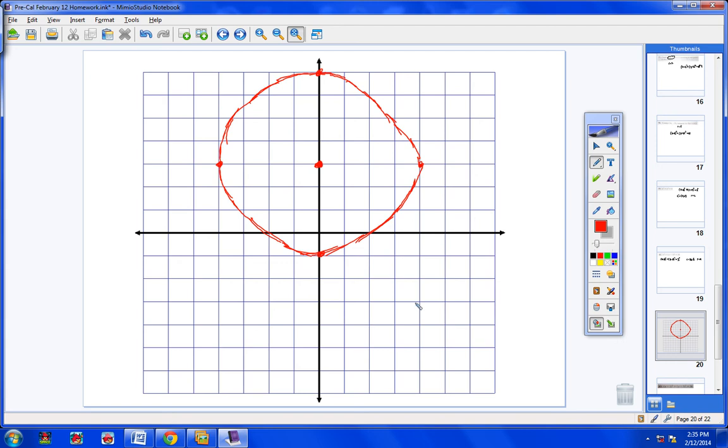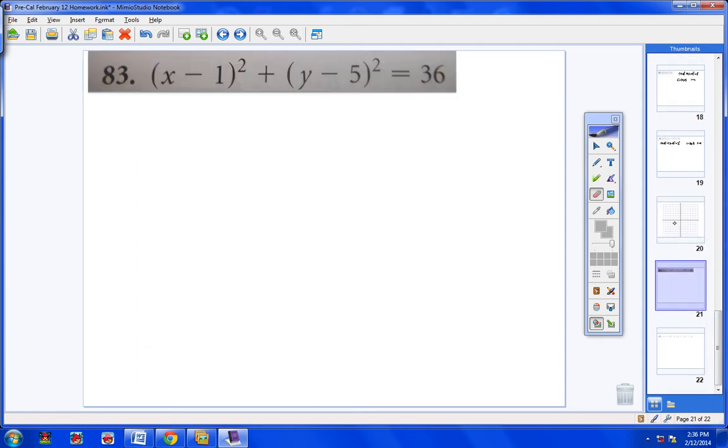All right, let's go ahead now and move on to the next number, which would be, hold on one second please, not sure why my eraser is not working. There we go. Let's move on now to number 83.